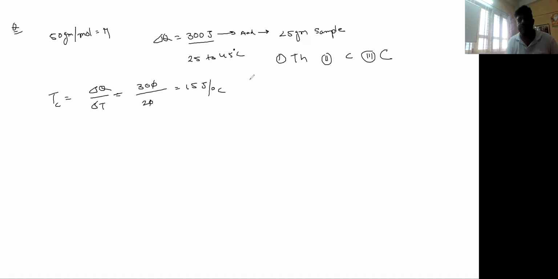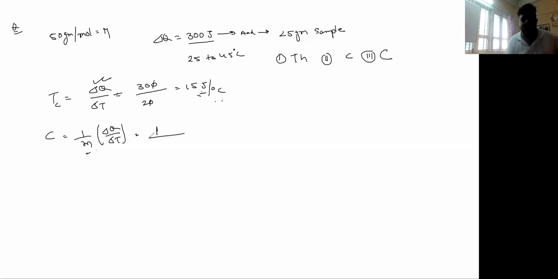Achha, the second one is the specific heat capacity. What is the formula of specific heat capacity? 1 by mass of the sample, into del Q by del T. So basically you already have del Q by del T. You have to find out only the mass. The joule is in SI unit, so this mass you have to convert into kg.